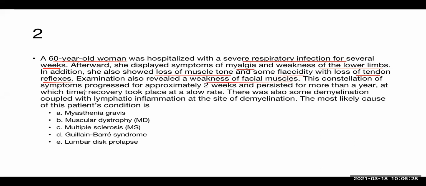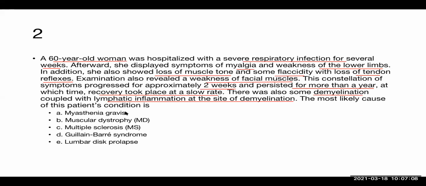This constellation of symptoms progressed for approximately 2 weeks and persisted for more than a year, at which time recovery took place at a slow rate. So it's a progressive type of illness, okay, and a bit of recovery was also taking place, but at a very, very slow rate. There is also some demyelination coupled with lymphocytic inflammation at the site of demyelination. So demyelinating polyneuropathy, they have already given a very important clue here, and this is done by lymphatic infiltration there.